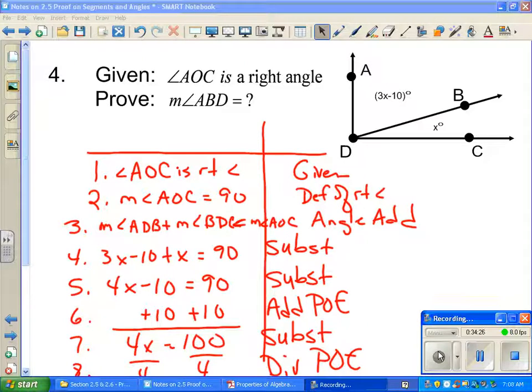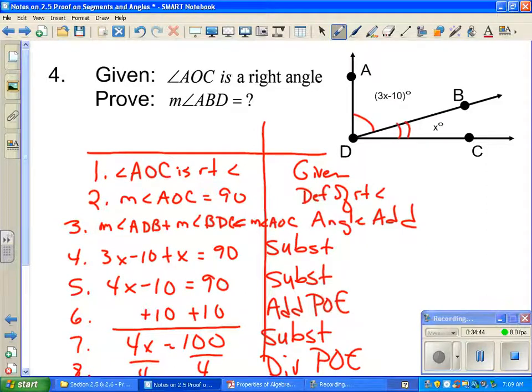Okay, so in this proof we stated the given that angle AOC is a right angle. So that tells us, by the definition of the right angle, that the angle is 90 degrees. But we also have a picture which has two angles inside of that 90-degree angle. We have these two parts. So we want to add those together and make the whole angle. So that's what I did in the next part.